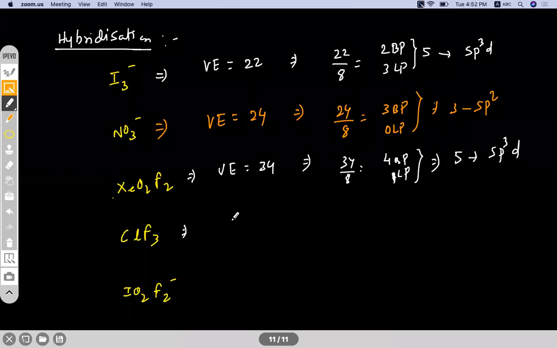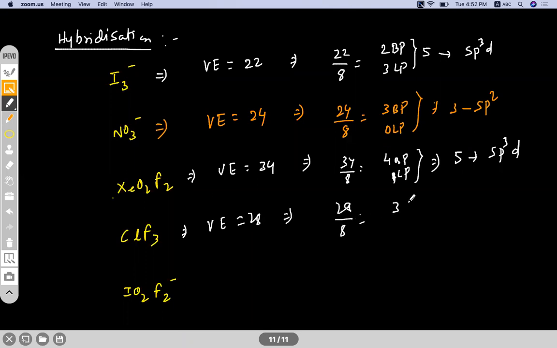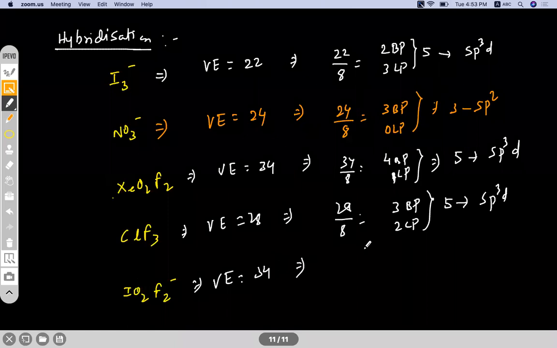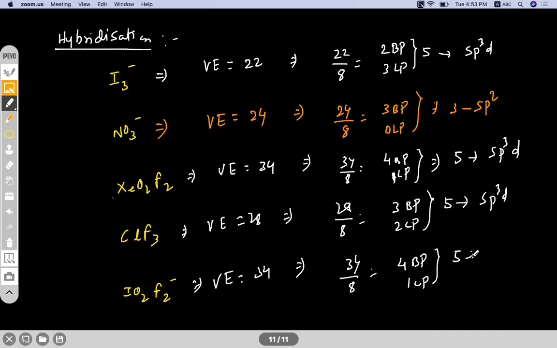This one is, valence electron is 28. 28 divided by 8 is 3 BP and 2 LP, 5, sp3d. For this one, 34, right? So 34 divided by 8, it's 4 BP and 1 LP, 5, sp3d.